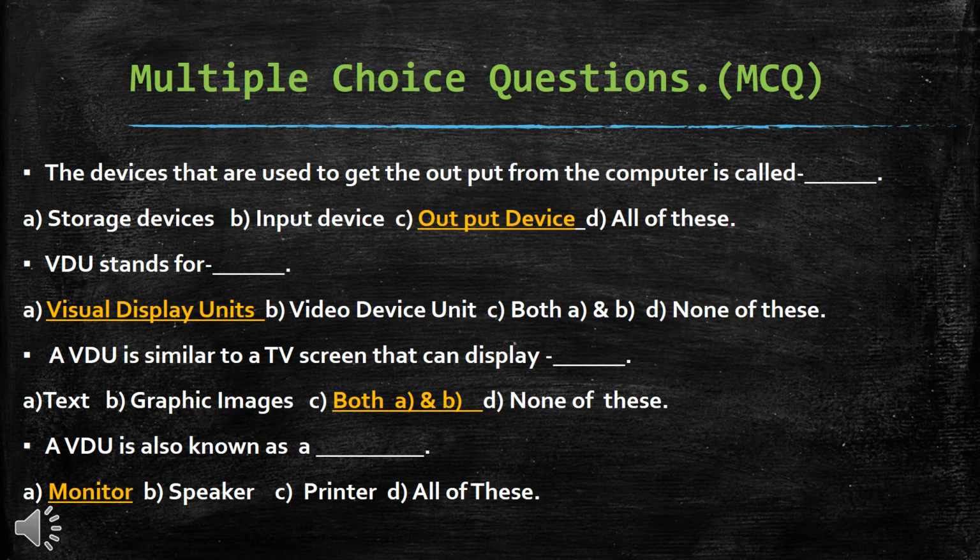The next one: a visual display unit, that is a VDU, is similar to a TV screen that can display dash. Text, graphic image, both A and B. The last option is none of this. The answer is both A and B. That means VDU displays both text and graphic images. A VDU is also known as dash. Options are monitor, speaker, printer, all of this. The answer is monitor. Monitor is also known as your visual display unit.